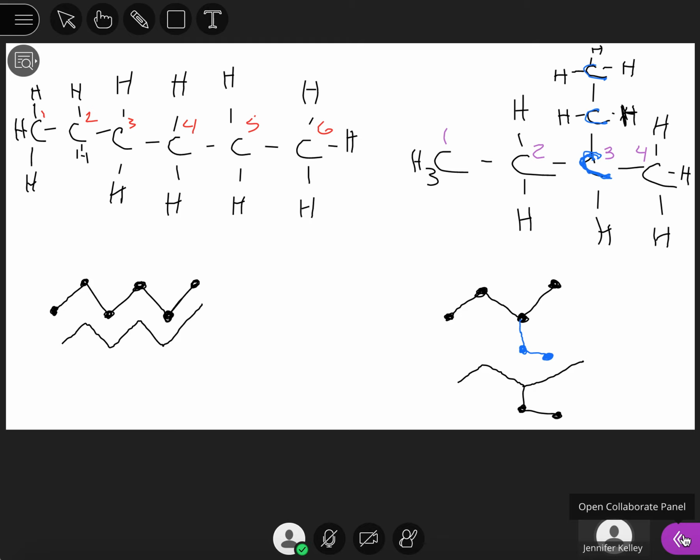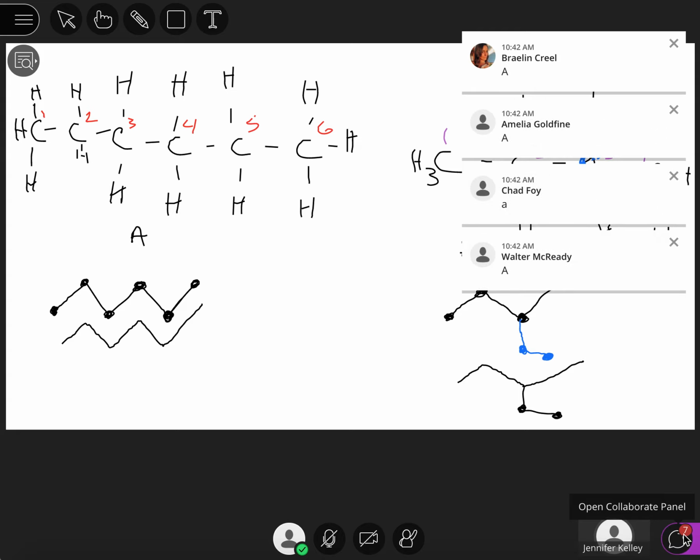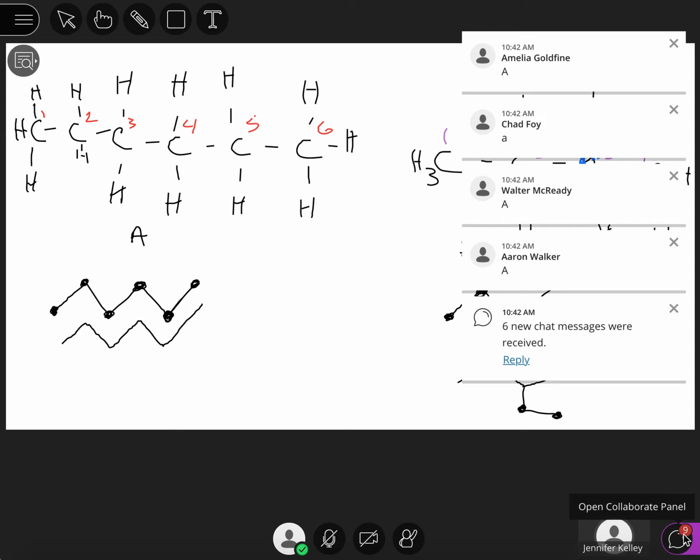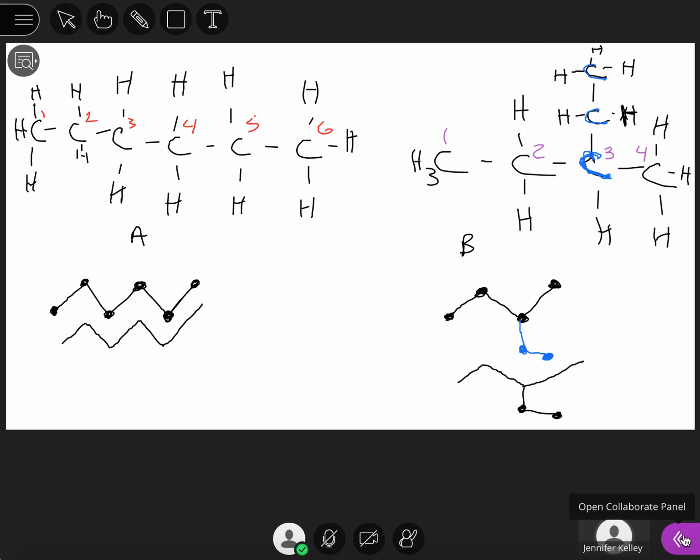which set do you think is going to stack better? Set A or set B? Set A, because there's not that branch in the way. Sometimes they call those branches steric interference, not the branch itself, but they're causing what's called steric interference, which just means there's something in the way so it doesn't stack well. It's things that are too close together, basically. So this one would have more London forces because the more surface area of the molecules you have touching, the more London forces there are.